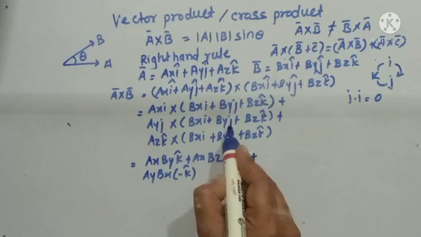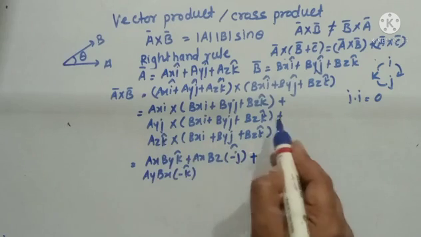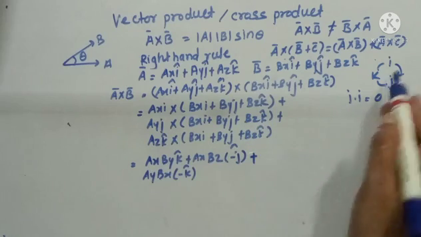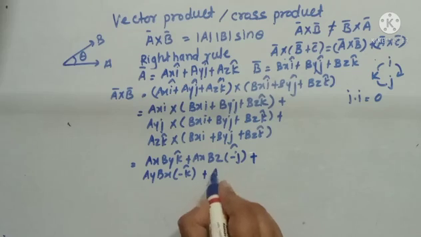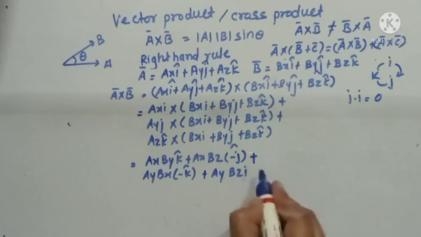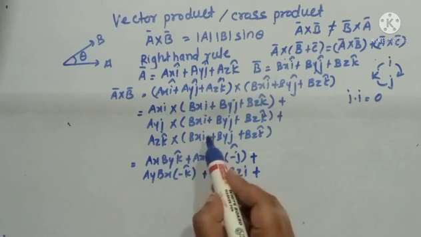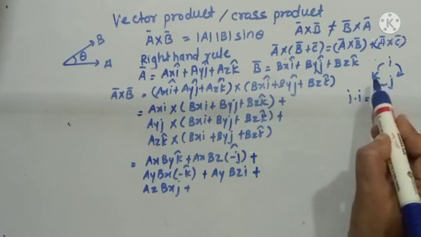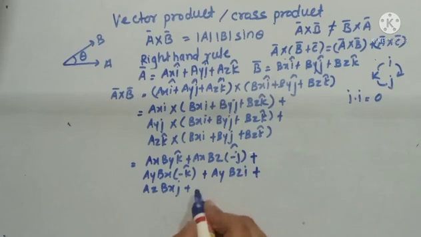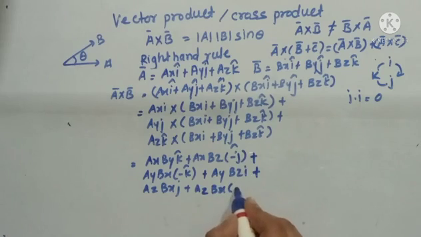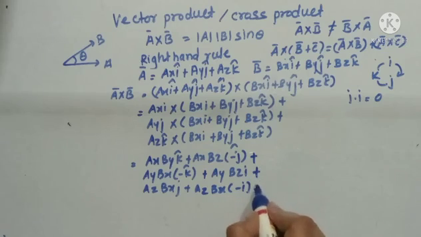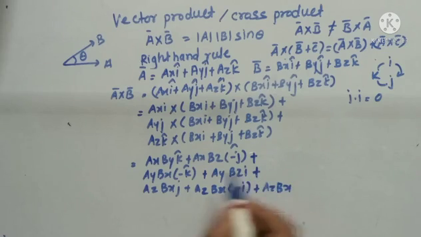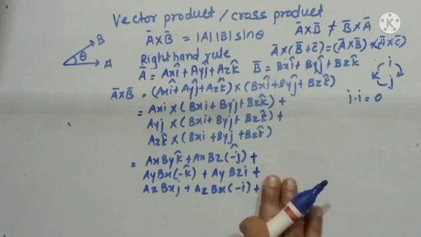j cross j will be 0. j cross k will be i, so plus ay bz i. When I take k cross i, that will give me j, so this will be az bx j. Plus k cross j will give you minus i, az by minus i. And az bz into k cross k will be equal to 0.